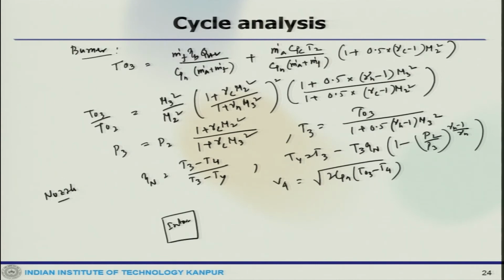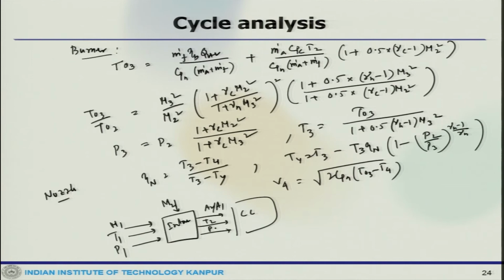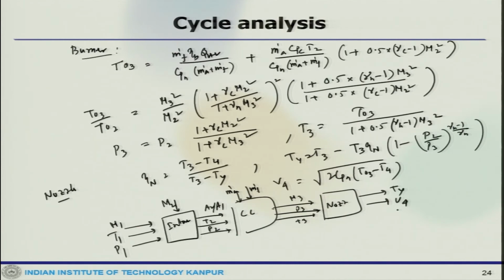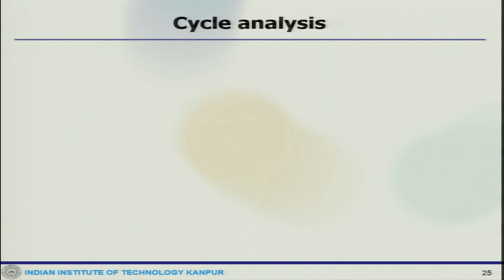So, if we put the block diagram, it looks like we have a block diagram here. This is intake. So, you have M1, T1, P1, this is where M2, then combustion chamber, this is A2 by A1, from here it goes T2, P2, m dot A, m dot F, then we get to nozzle where M3, P3, T3, and then finally T4, V4, and this goes here.